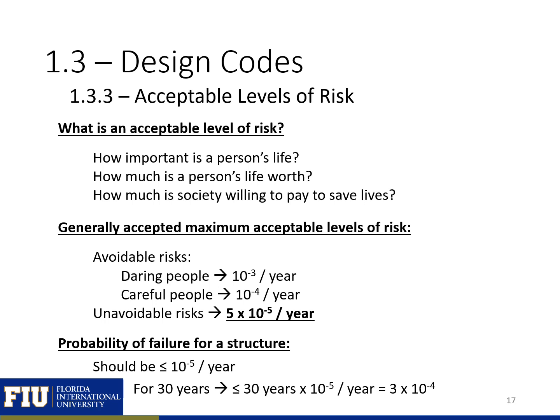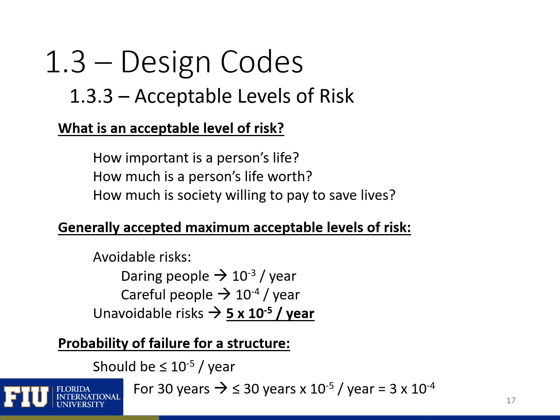So there needs to be a balance there. The second thing that they considered was what are the generally accepted maximum acceptable levels of risk? So going in and out of a building is unavoidable. So what are our levels of risk that are generally accepted for unavoidable risks?